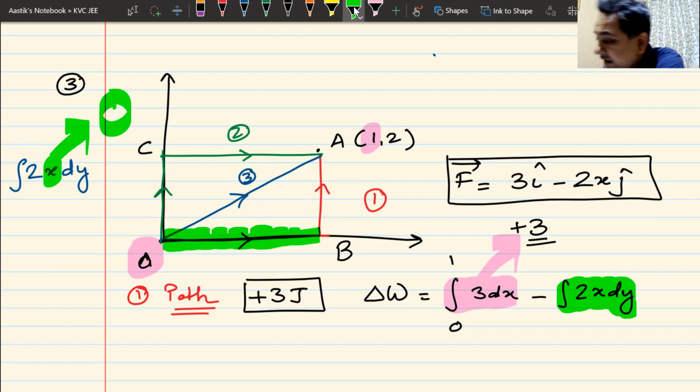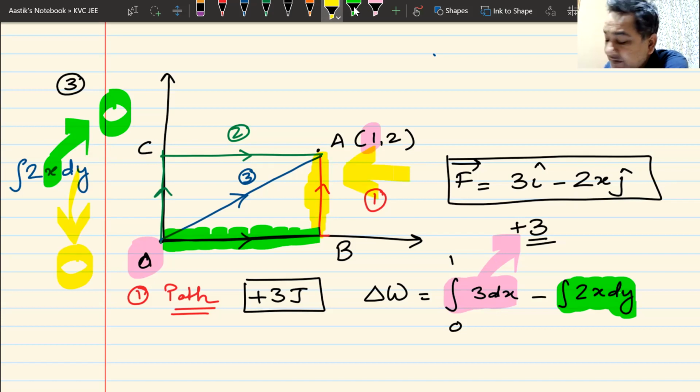Forget about it. Now, but one more thing remains. Now I have to go from B to A. Now what happens when I go from B to A? When I go from B to A, the change in the value of y is 0. Y does not change, yes or no?